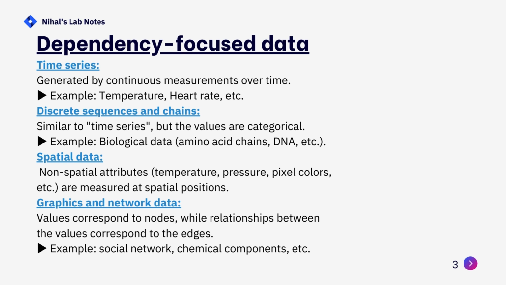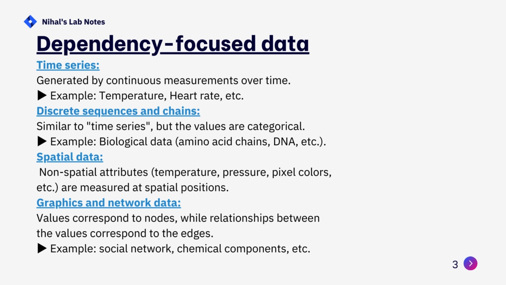Time series are generated by continuous measurements over time. For example, temperature, heart rate, etc. Discrete sequences and chains are similar to time series, but the values are categorical. For example, biological data such as amino acid chains, DNA, etc. For spatial data, non-spatial attributes such as temperature, pressure, pixel colors, etc. are measured at spatial positions.